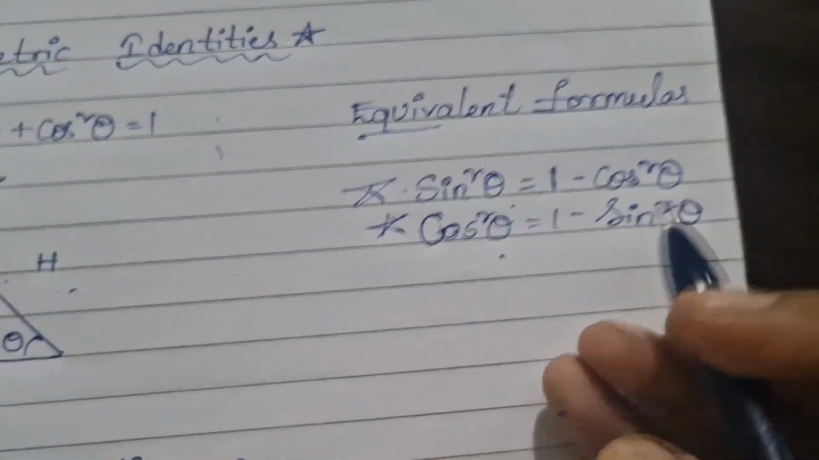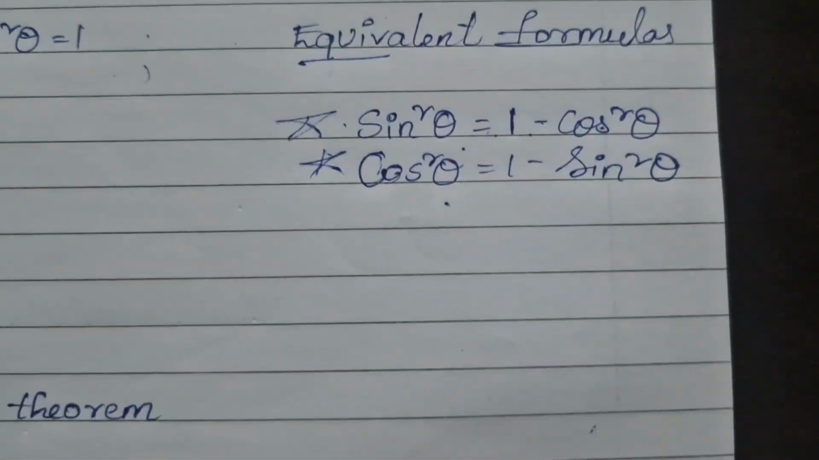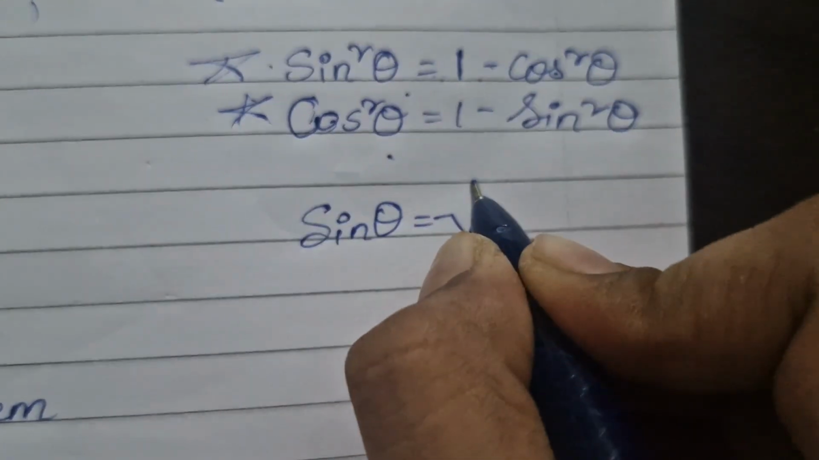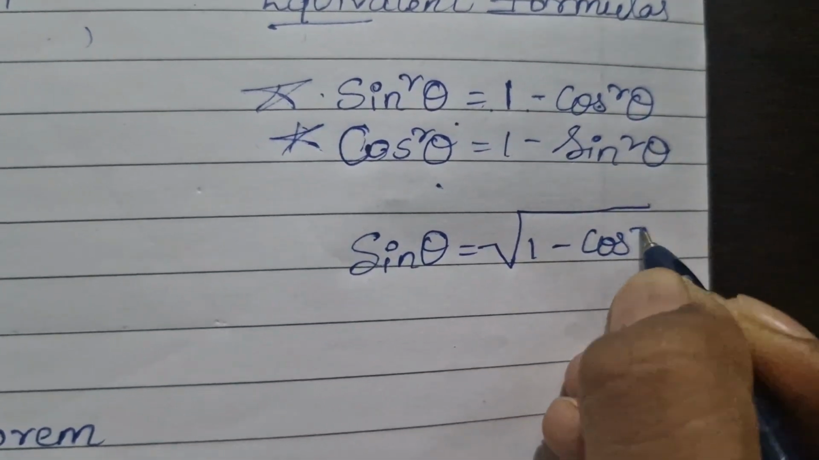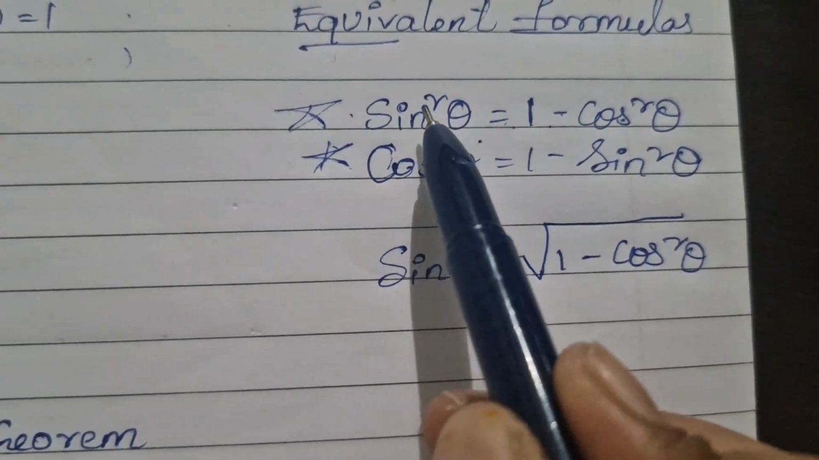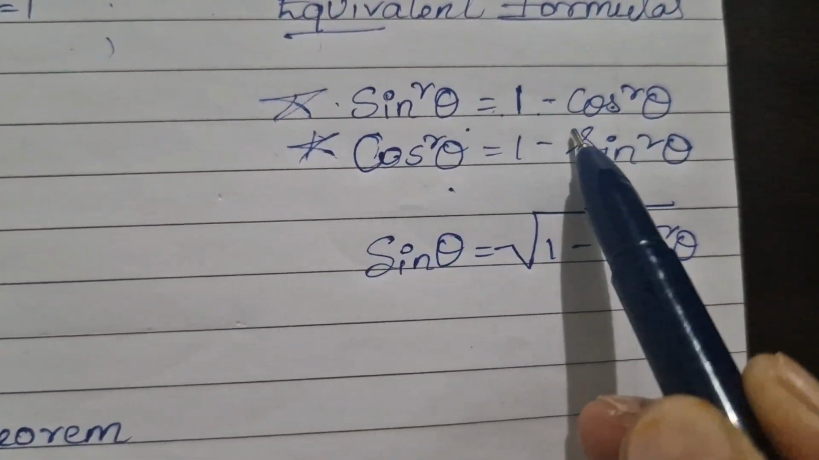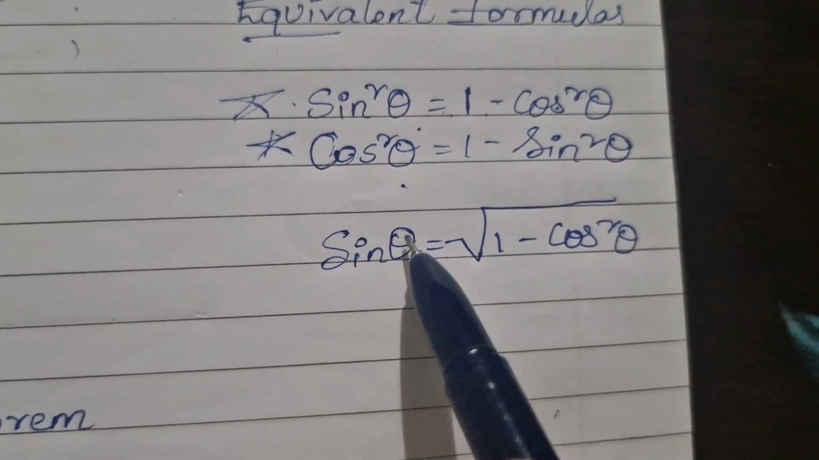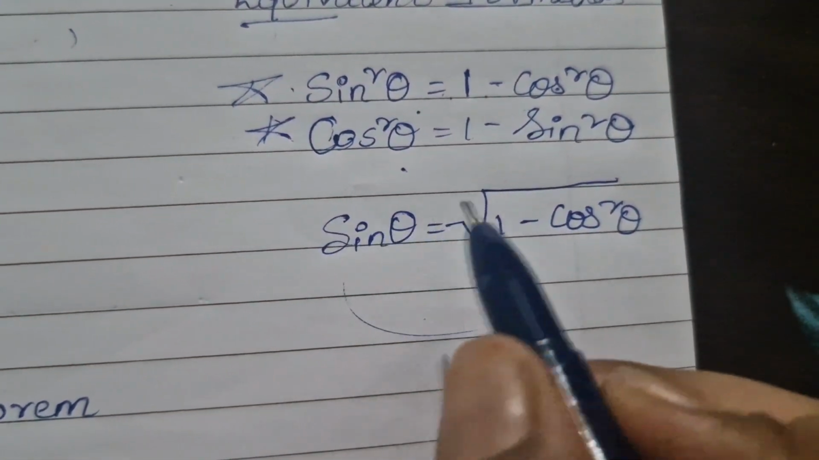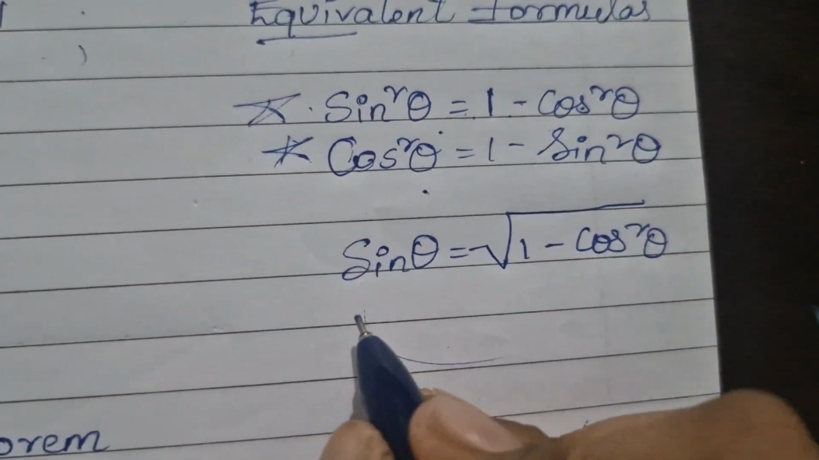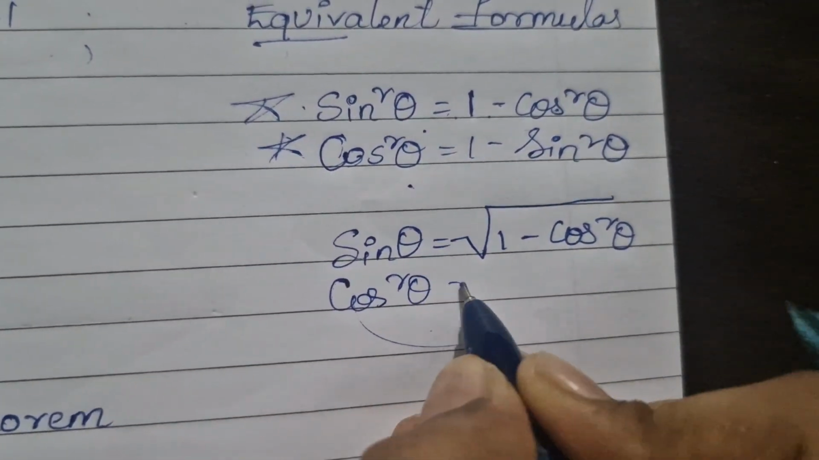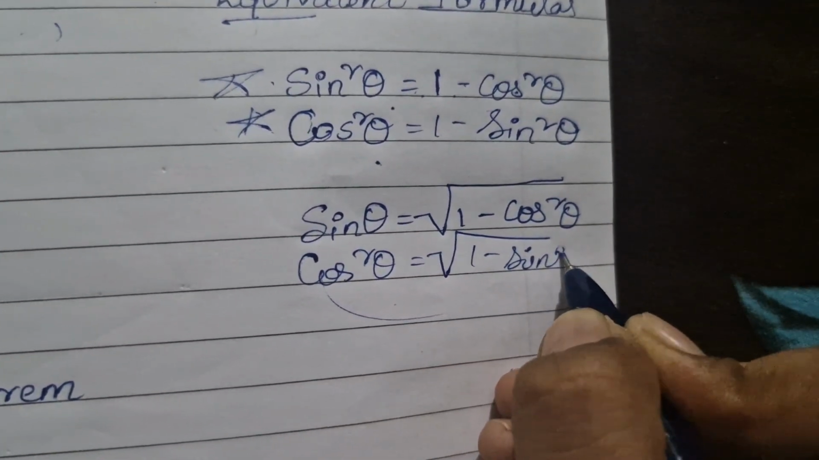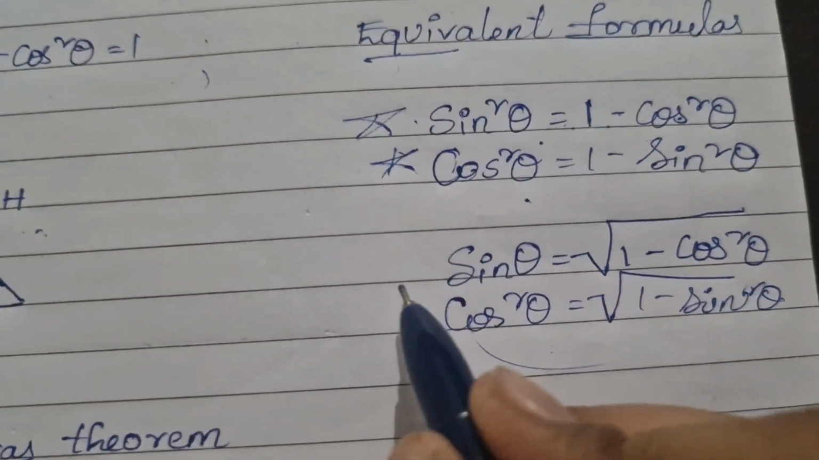These are important. So the next equivalent formula is sine theta is equal to root over 1 minus cos square theta. I have sent this square to the right side. So that's why it is like this. I did nothing but send this square to the other side. So that's why it is root over 1 minus cos square theta. Similarly, cos theta is equal to root over 1 minus sine square theta. So these are the formulas you have to identify.